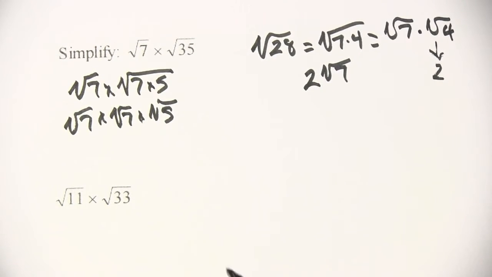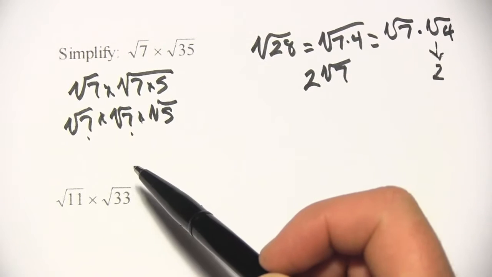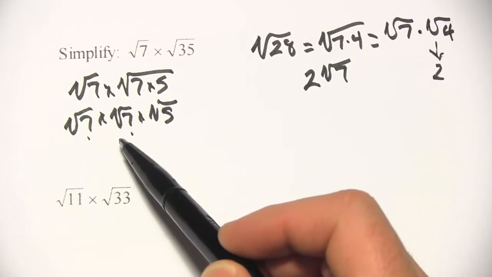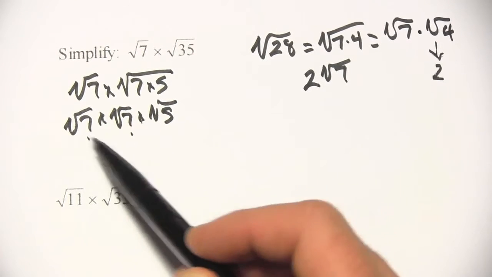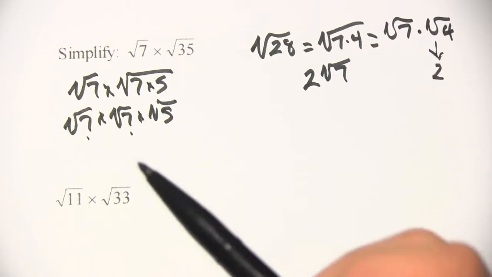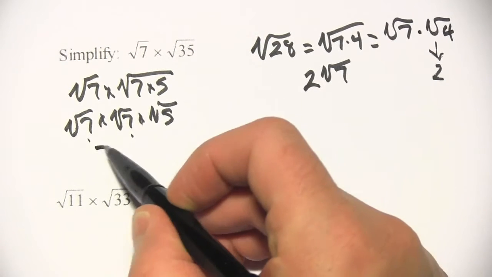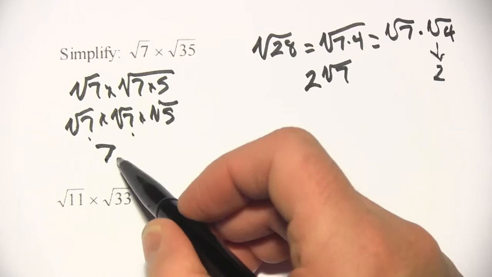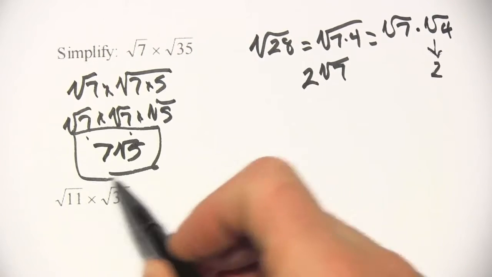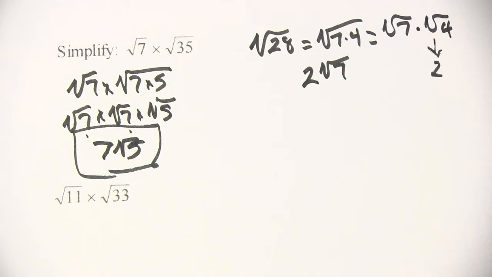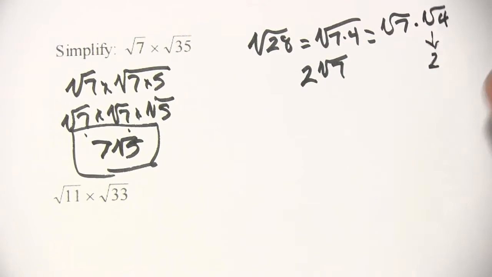And this is good news, because we have 2 square roots of 7, and they're multiplied by each other, which means it's the square root of 7 squared, which is just 7. Whenever you get 2 square roots like that multiplied together, it just becomes the number. So this is 7, and then what we have left over is our square root of 5. So our answer is 7 times the square root of 5. All right, let's try a couple more.